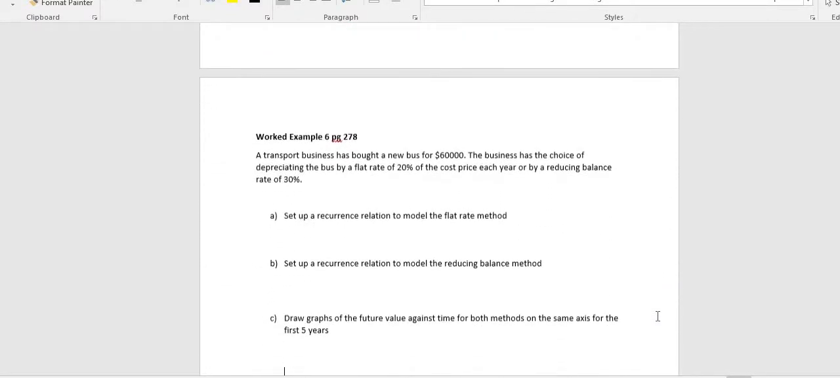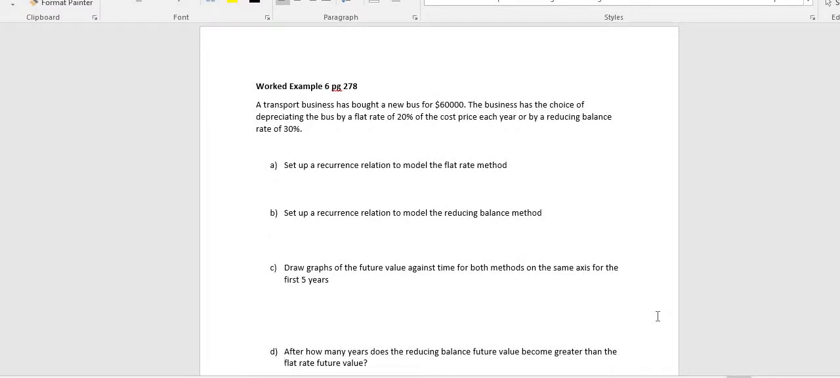Now the example I'm going to do, it's worked example 6 from page 278. I've changed the wording of it a little bit just to kind of recap flat rate depreciation within it as well. Okay, so worked example 6 from page 278. A transport business has bought a new bus for $60,000. The business has the choice of depreciating the bus by a flat rate of 20% of the cost price each year, or by a reducing balance rate of 30%. Now we've covered flat rate already, but I'm going to recap that here in part A.